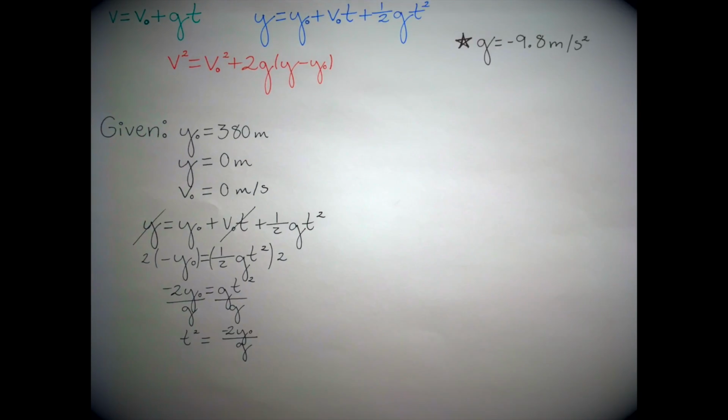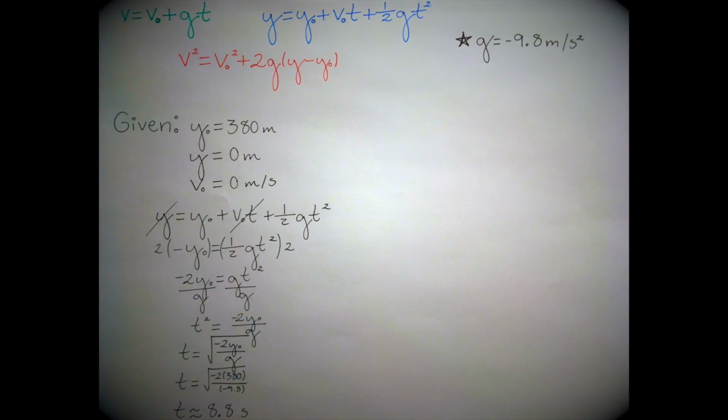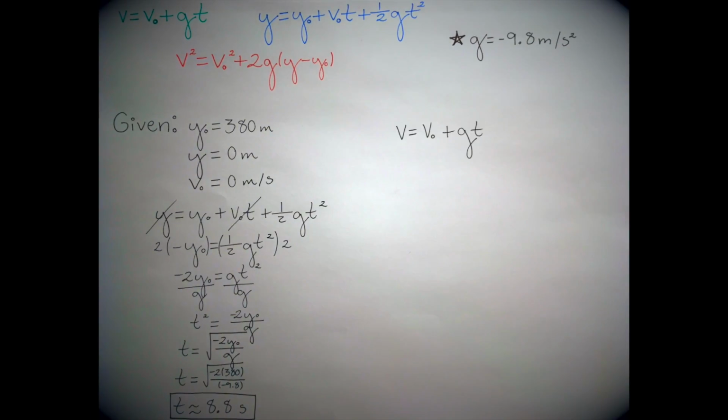We first rearrange our equation so that everything is set equal to t, and then we plug in our values. Remember, g, the acceleration due to gravity, is equal to negative 9.8. Woo! We got it.